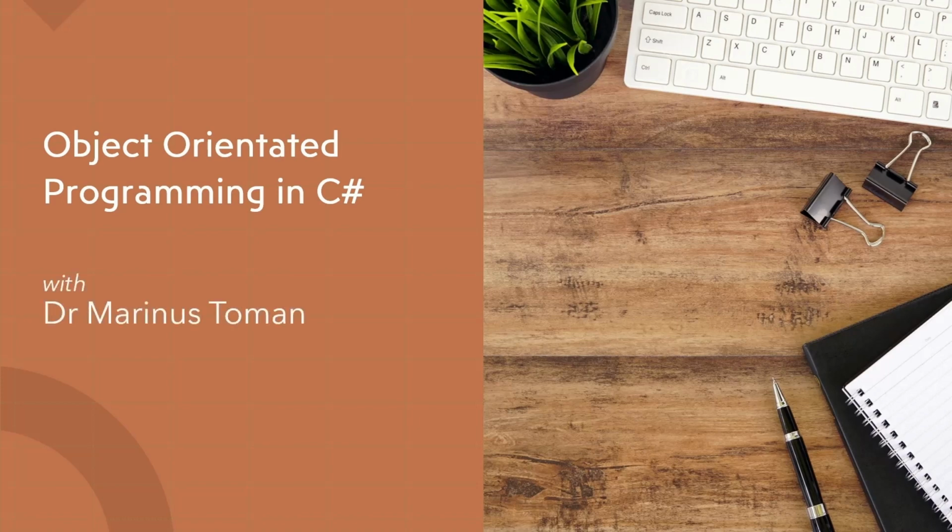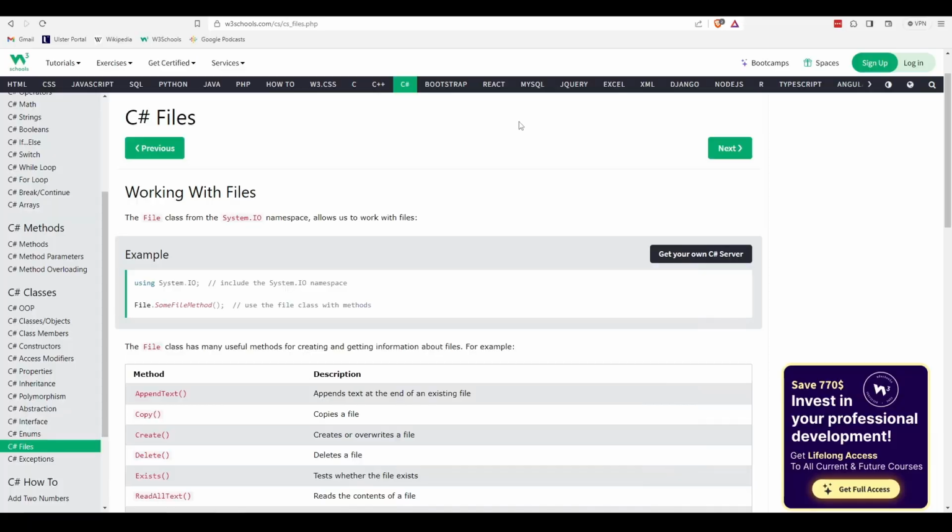With me, Marinas Toman. Okay, so in this video we're going to look at files in C#. The File class from the System.IO namespace allows us to work with files. So we'll need to have this using statement here at the start of any program that we're going to be using the File class. And then this is just how we will use it, so it'll be the name of the class, dot, and then the name of the method.